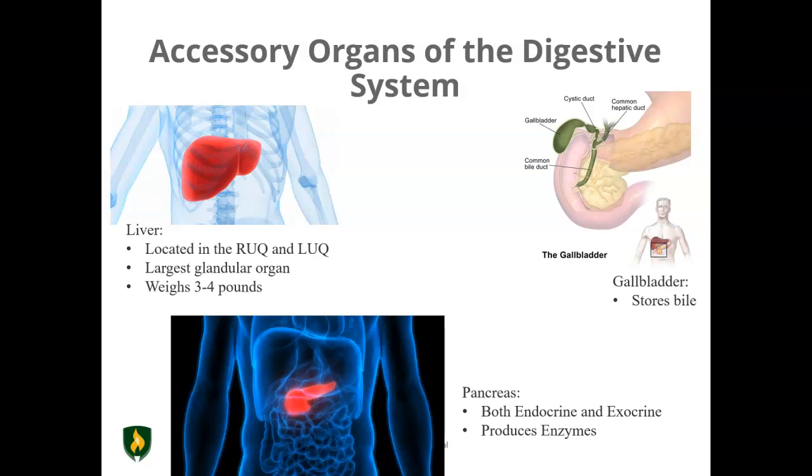The pancreas itself will produce enzymes like trypsin to help digest proteins. It produces amylase to digest starch and produces lipase to digest triglycerides.